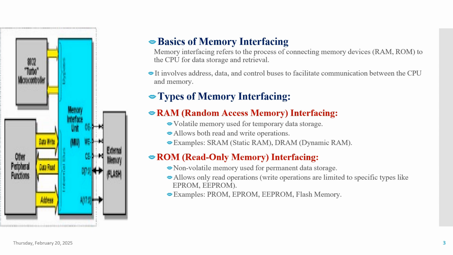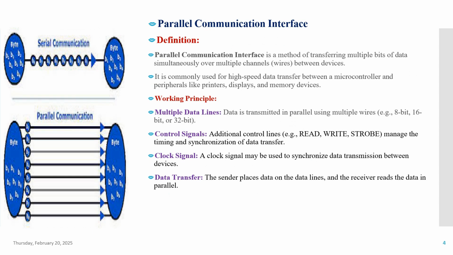So going to the next slide. The next part is the parallel communication interface. So what is this? A parallel communication interface is a method of transferring multiple bits of data simultaneously over multiple channels between the devices. That is a parallel connection. It is commonly used for high-speed data transfer between a microcontroller and peripherals such as printers, displays, and memory devices.